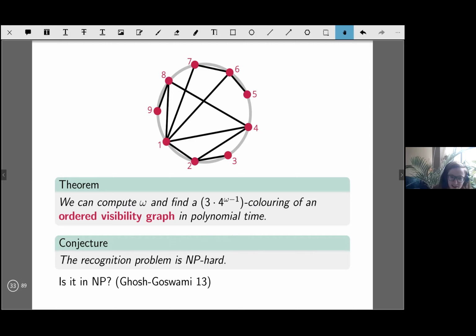So ideally, you'd like an algorithm that doesn't take as input a visibility graph, but instead takes in a graph with the cyclic order through the vertex set, and it tells you whether or not that is a visibility graph. So this is called the recognition problem: whether or not there's an algorithm that takes in this ordered graph and tells you if it is a visibility graph. And there, I'd conjecture that the recognition problem is NP-hard.